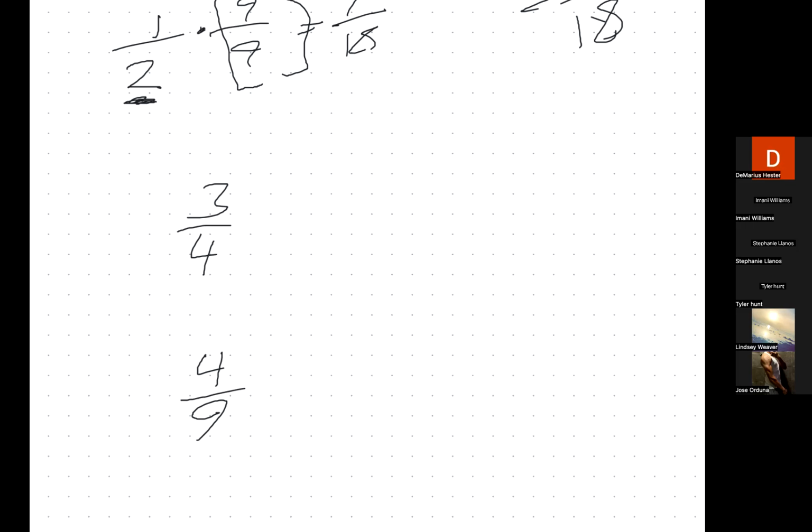Let's do this. So for this one, we can multiply by 9 over 9. And we'll get 27 over 4 times 9 is 36. For this next one, we can multiply by 4 over 4. And we'll get 16 over 36.